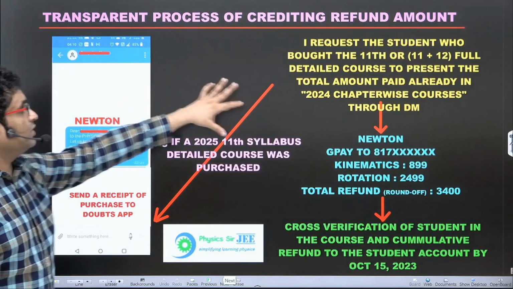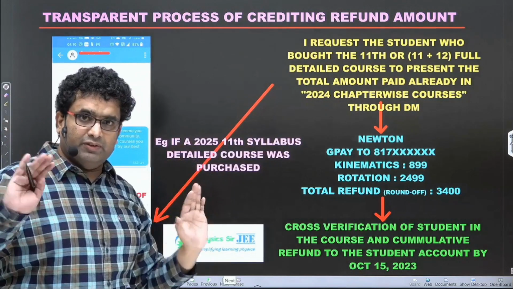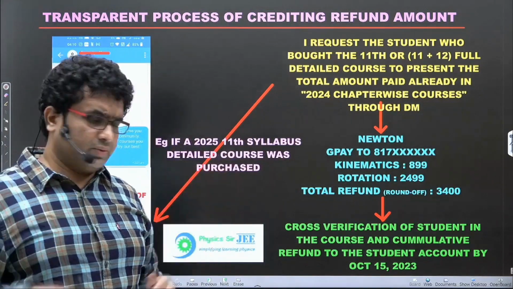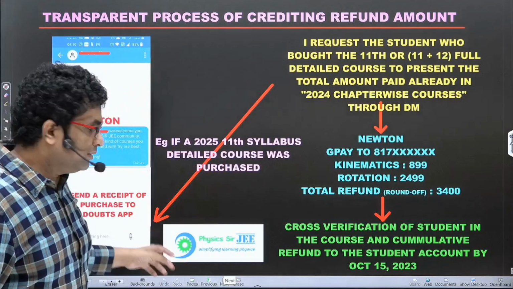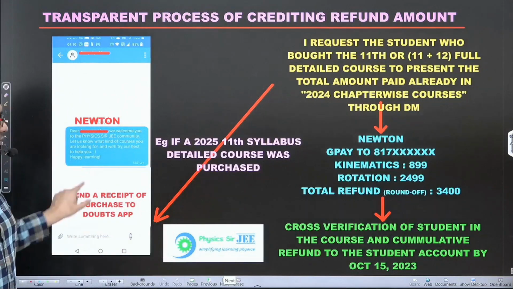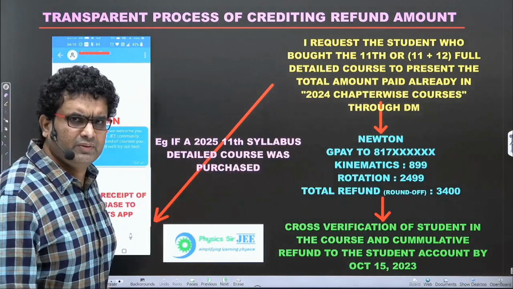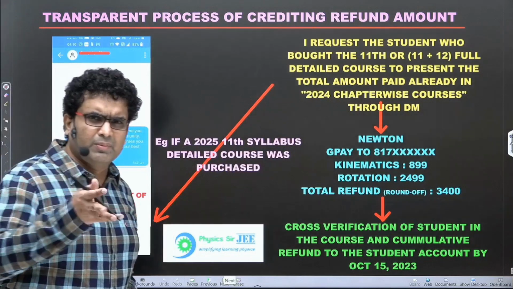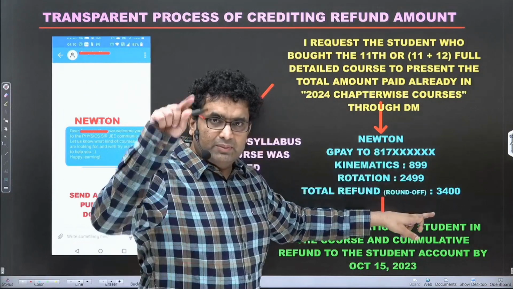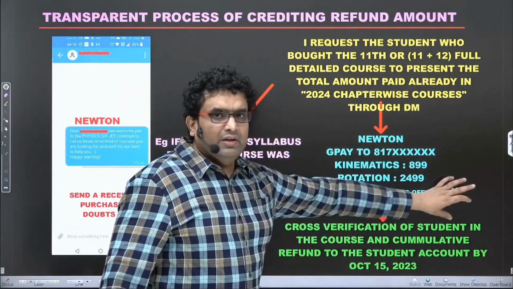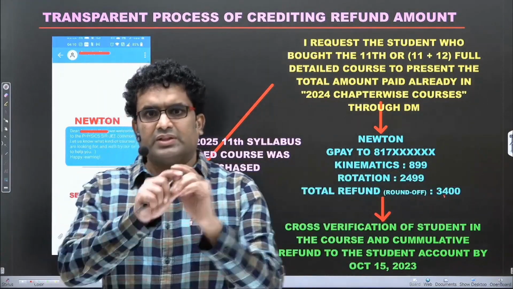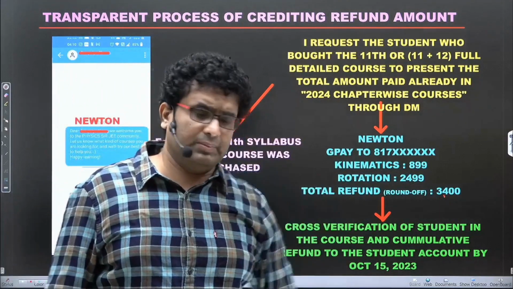Okay, so the transparent process of crediting the refund. Imagine you purchased from the new platforms any course, any full detailed course or full crash course. Send me the receipt in the DM in the doubts group app, doubts platform app. You DM me with that receipt here. Imagine you took the 2025 11th syllabus course for a certain amount, right? I don't remember that, 16,999 or something. But you have already purchased all these courses. You just send me a list and the total refund rounded off. I'll immediately post this in your GPay account. You just tell me the GPay number also. I'll be able to immediately refund it.